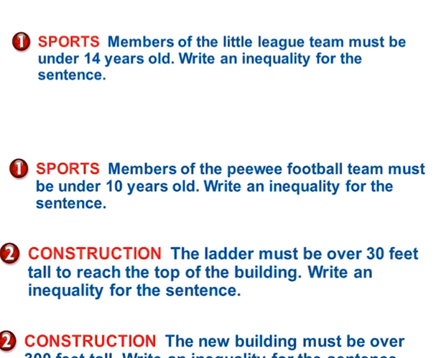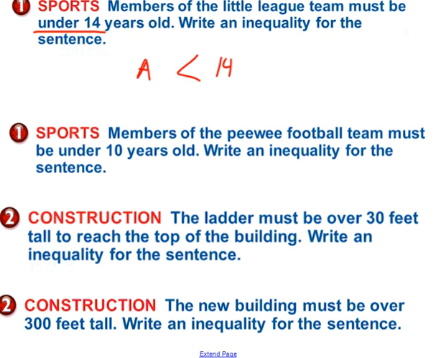Members of the Little League team must be under 14 years old. So I'm going to say that their age, I'll let A stand for age, must be less than 14 years. As we look at the next one here, members of the Pee Wee football team must be under 10 years of age, 10 years old. So I'm going to say age must be less than 10.